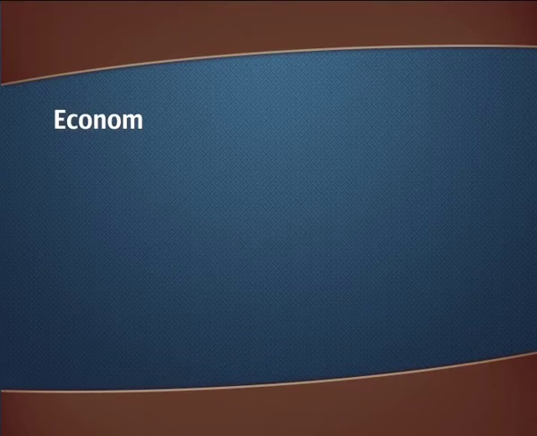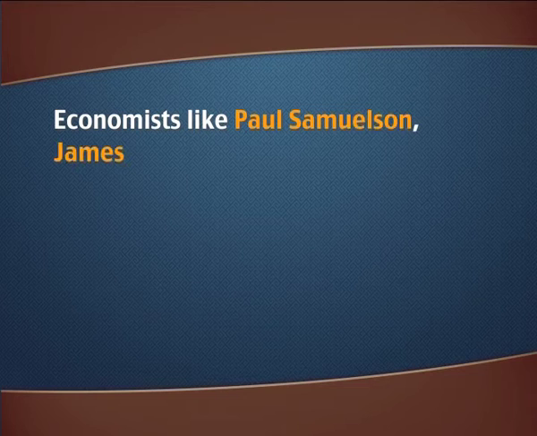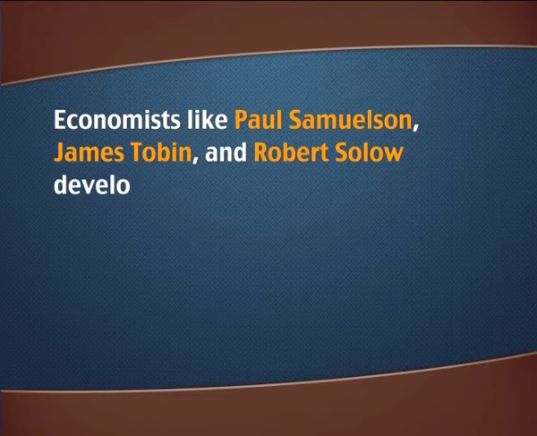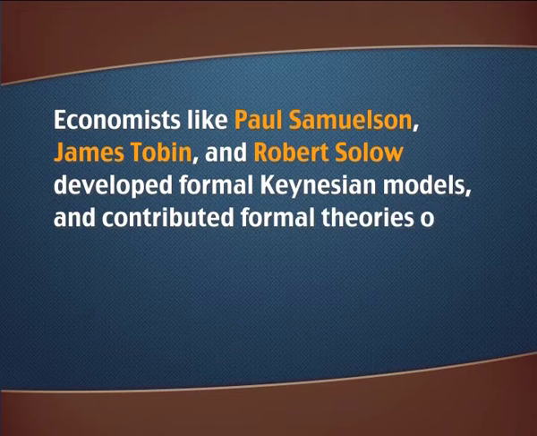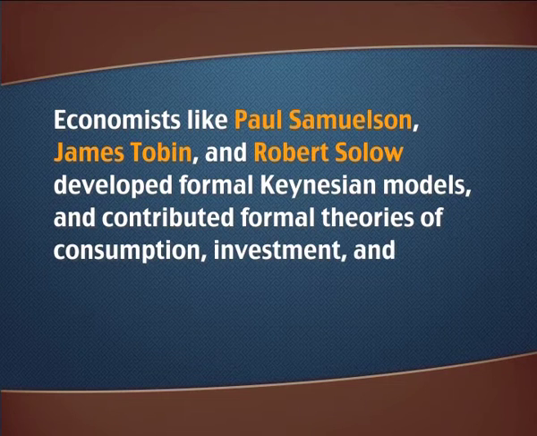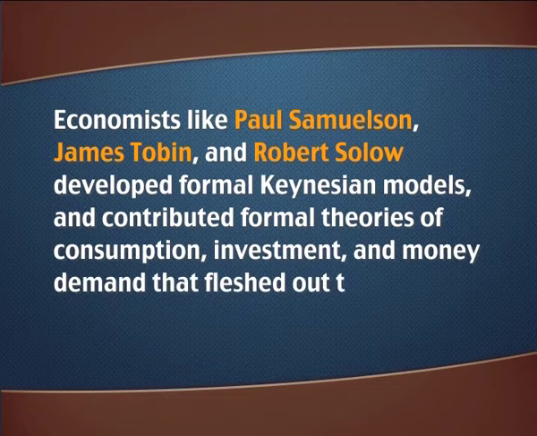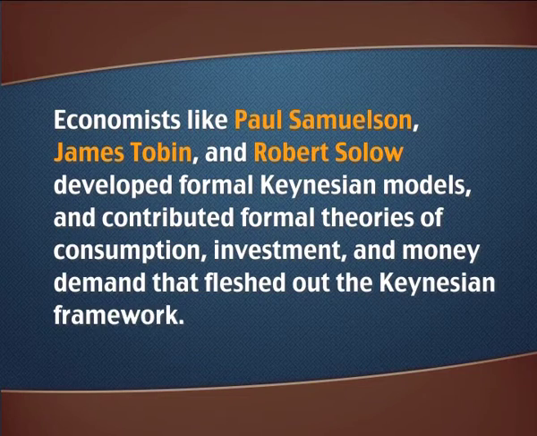The generation following Keynes combined the macroeconomics of the General Theory with neoclassical microeconomics to create the neoclassical synthesis. By the 1950s, most economists had accepted the synthesis view of the macroeconomy. Economists like Paul Samuelson, James Tobin, and Robert Solow developed formal Keynesian models and contributed formal theories of consumption, investment, and money demand that fleshed out the Keynesian framework.